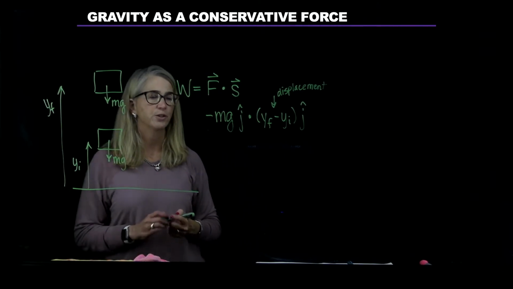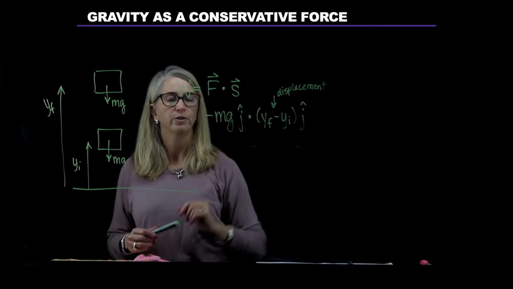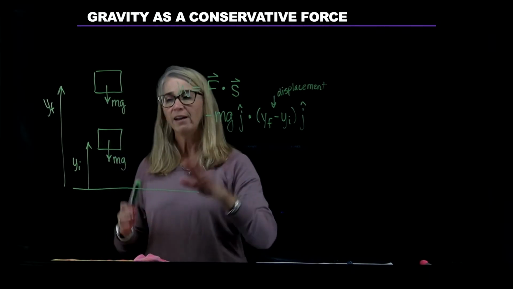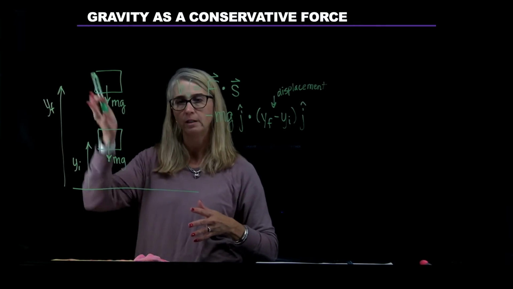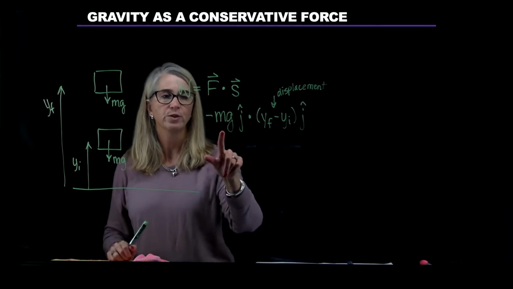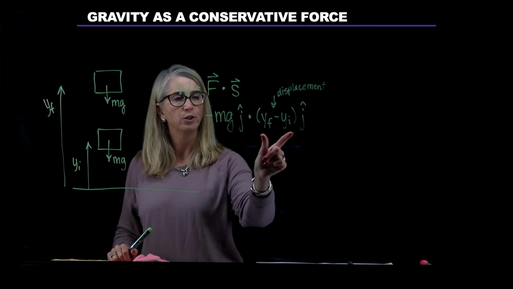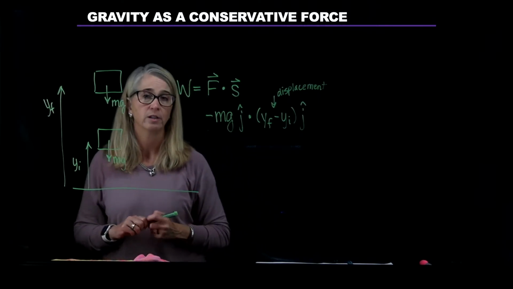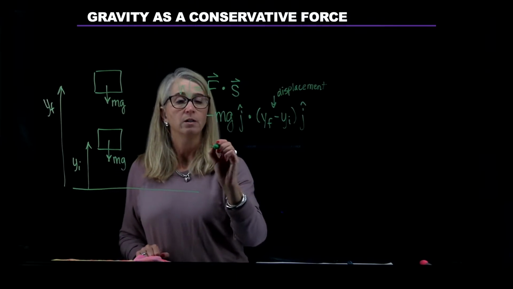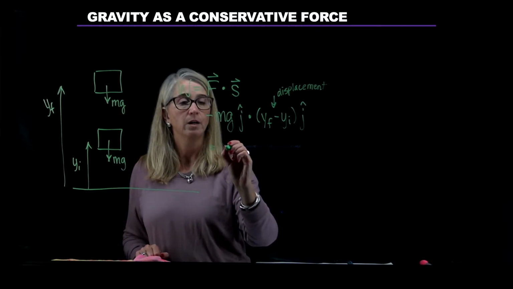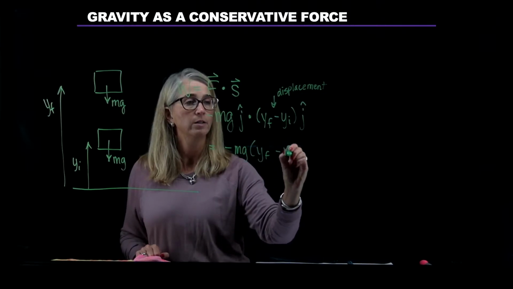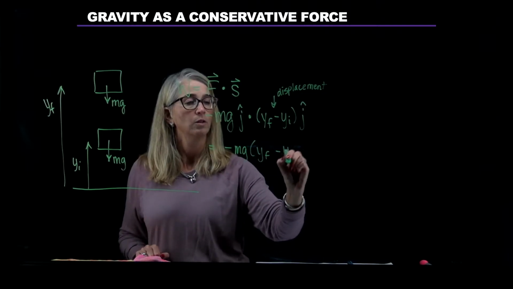It just turns out that using the unit vectors makes it easier to do, because gravity's acting down, but we're moving the box up. So the force is in the negative y direction. Our displacement is y final minus y initial. It's also in the y direction. And so our work done is going to be minus mg times y final minus y initial.